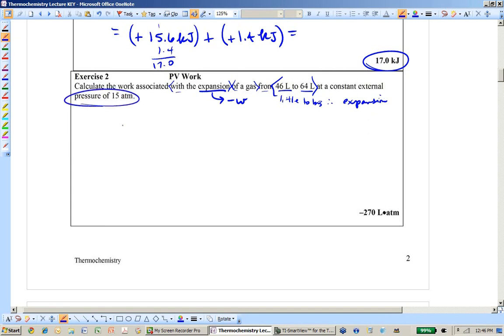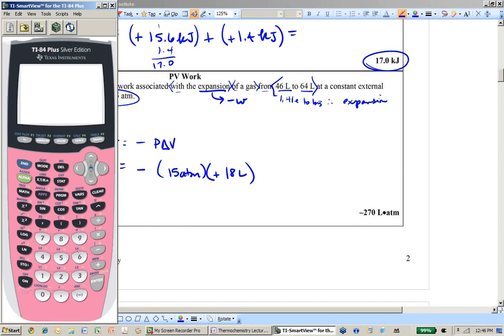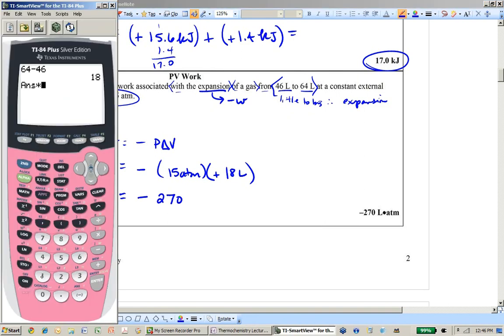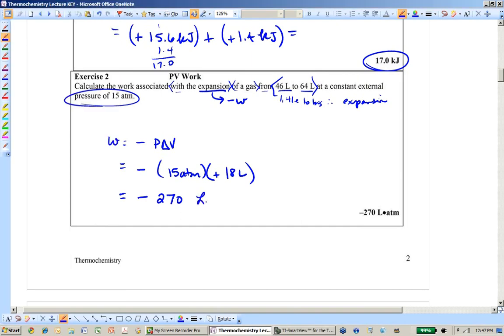And a constant pressure of 15 atmospheres. So calculate the work. Work equals negative P delta V equals negative 15 atmospheres times a positive 18 liters. Right? The difference between 64 and 46, if you must. Final minus initial is 18. So that is negative 270 liter atmosphere.